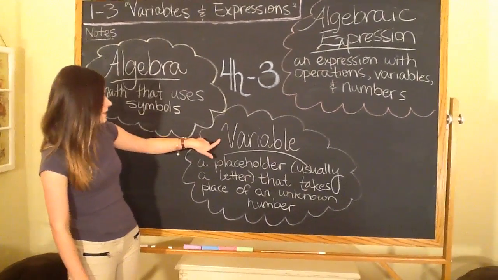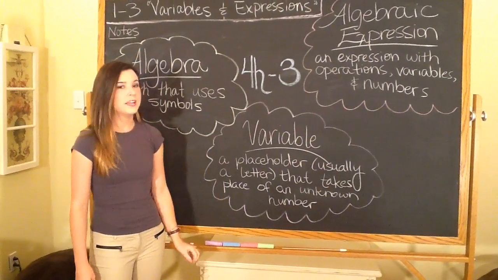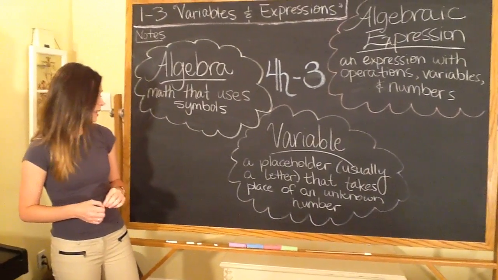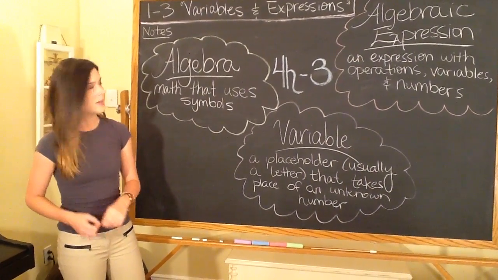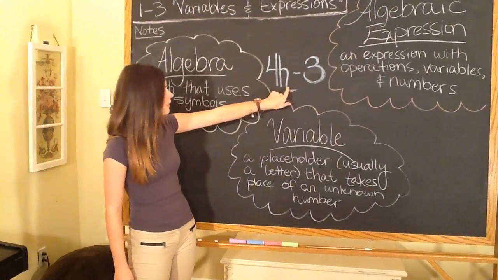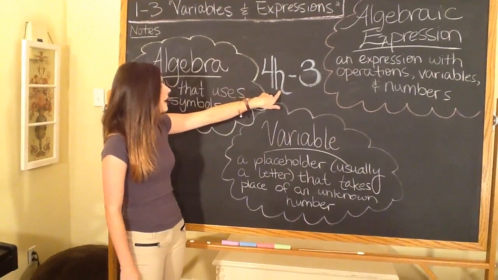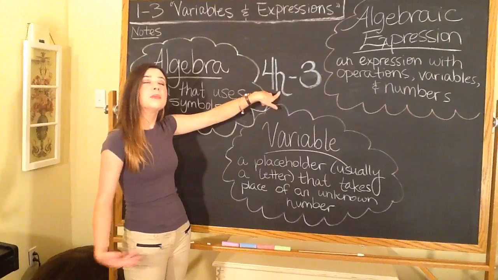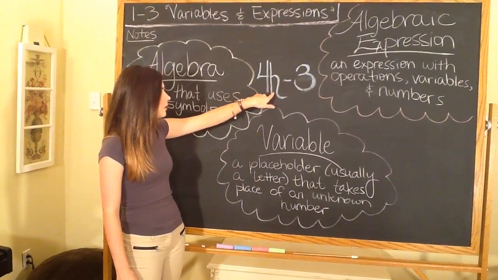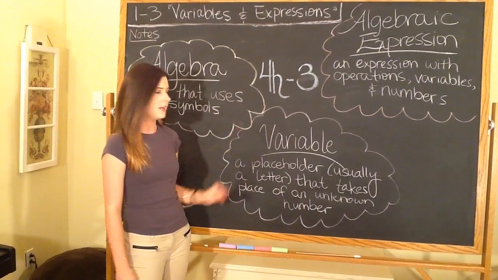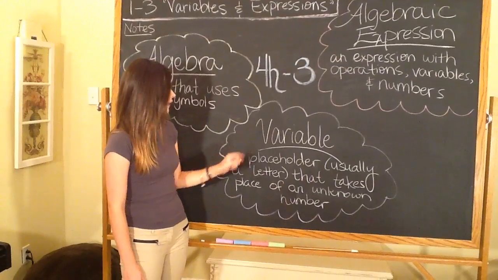The second one is a variable. A variable is a placeholder. It's usually a letter that takes the place of an unknown number. For example, if you look up here, you'll see that there's an H. It doesn't really look like math because it's not a number, but this H is replacing a number that we don't know. Since we don't know what this number is, we just plugged in a letter instead. So that is called a variable.